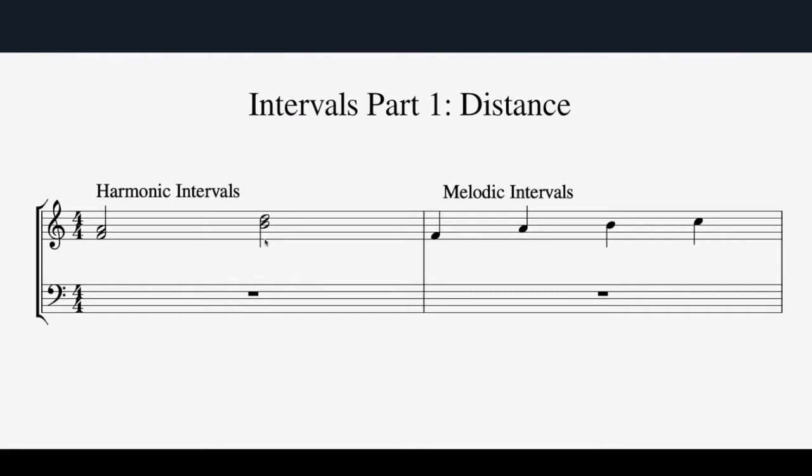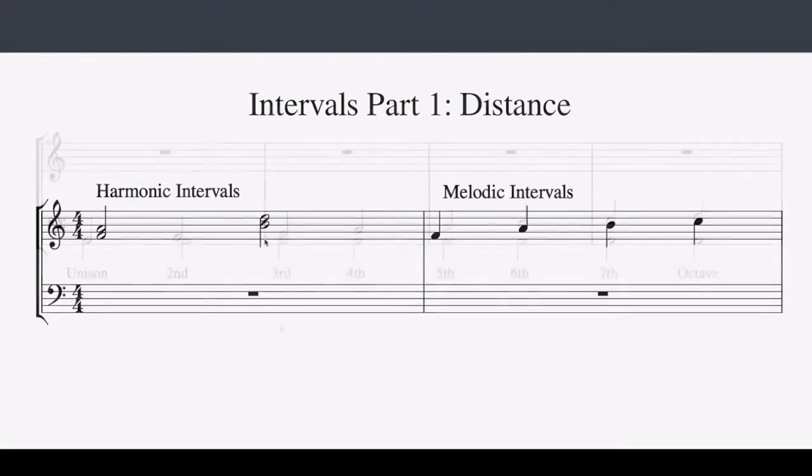There are two types of intervals we'll talk about in this class, harmonic intervals and melodic intervals. The difference between the two is that harmonic intervals happen simultaneously, like a chord. Melodic intervals happen in succession, like a melody.